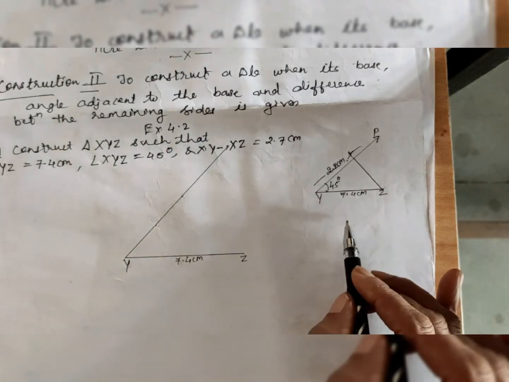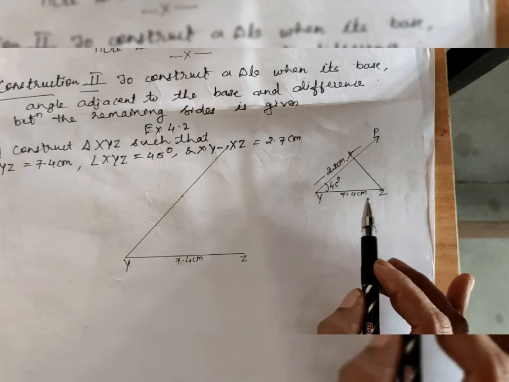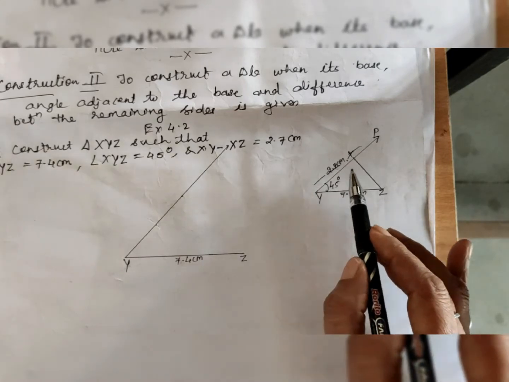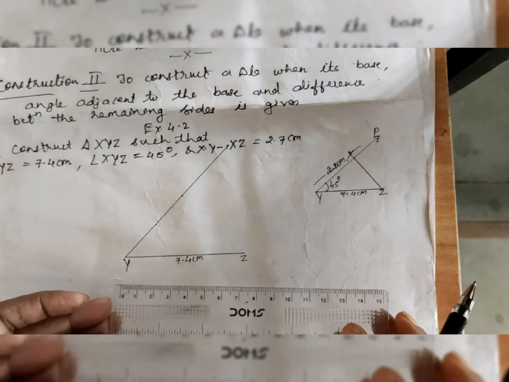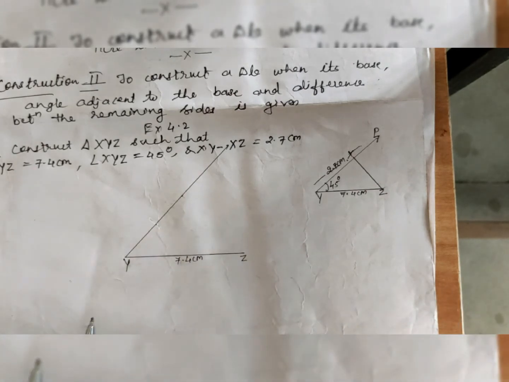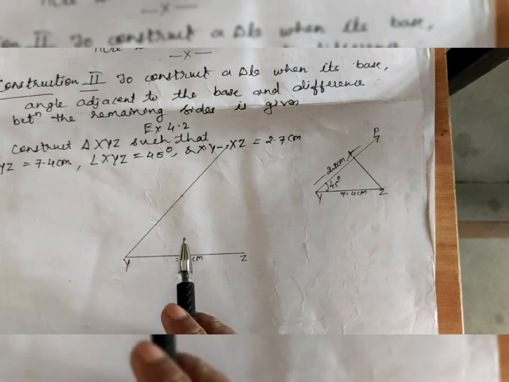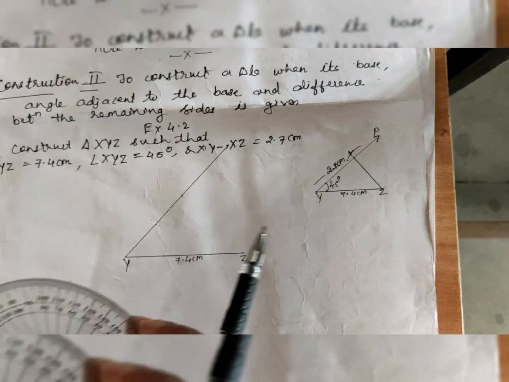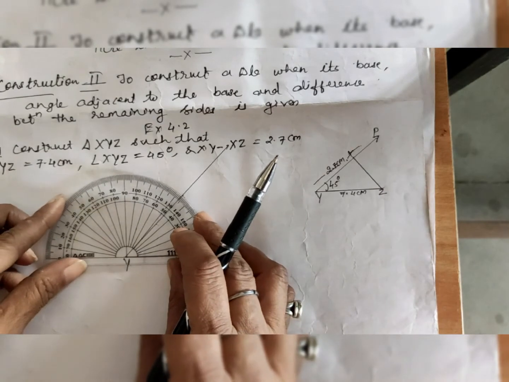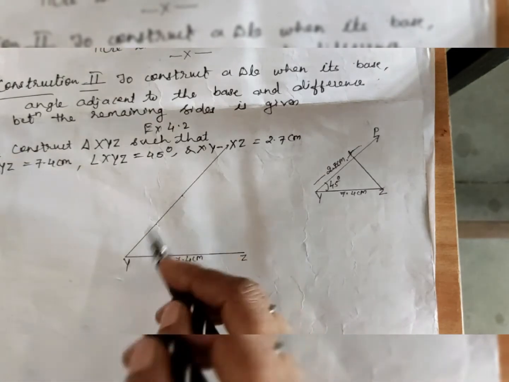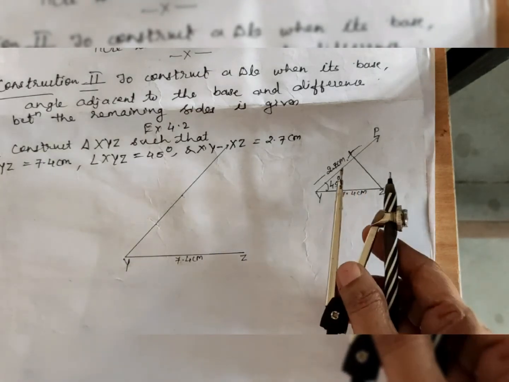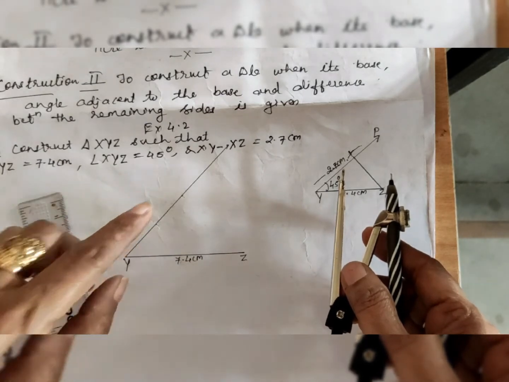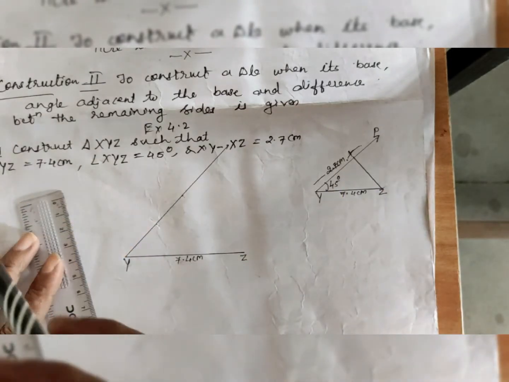Okay, so you can see this is the rough figure. YZ is the base, angle Y is 45 degrees and the difference is 2.7 centimeter. So first, with the help of a scale, you will draw the base YZ as 7.4 centimeter. Then take the measure of angle Y as 45 degrees and draw a ray passing through that dot. Now you know what is the next step. You have to take 2.7, the difference of two sides whatever is given.